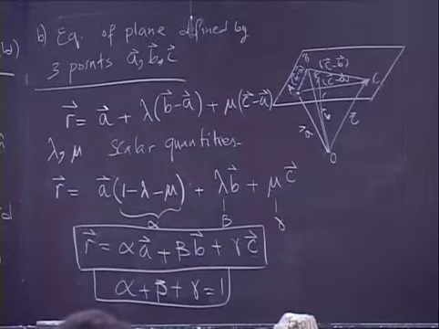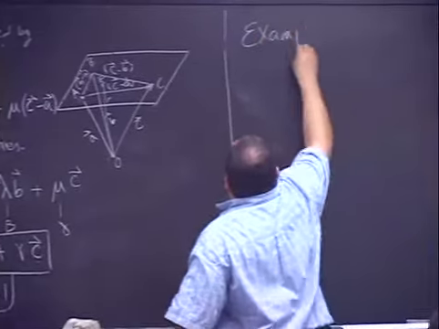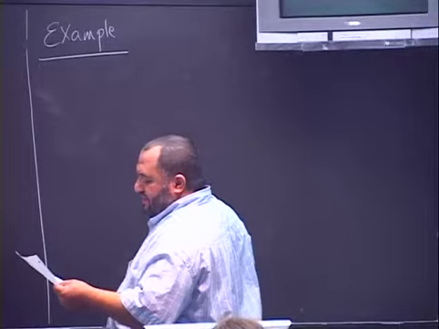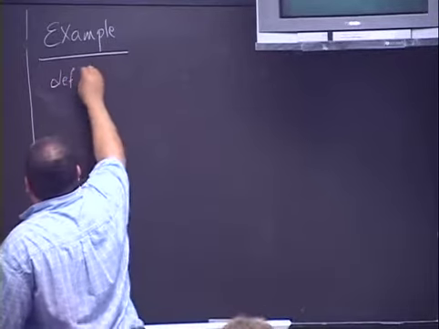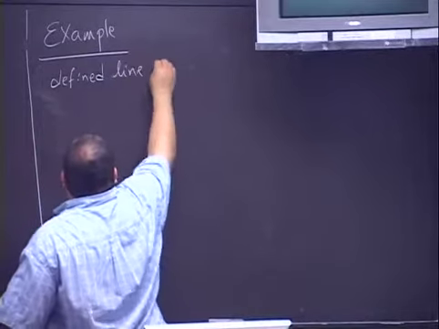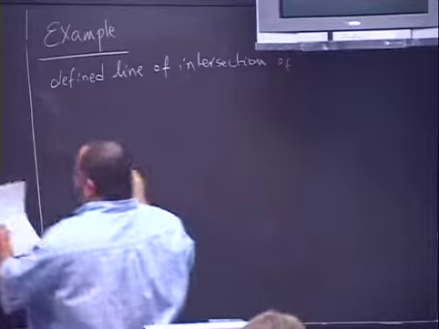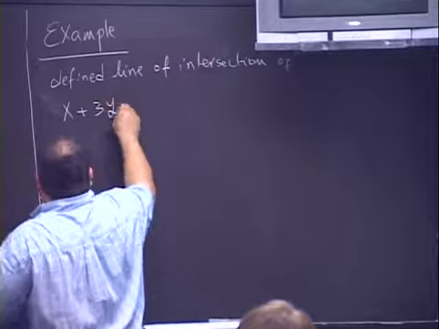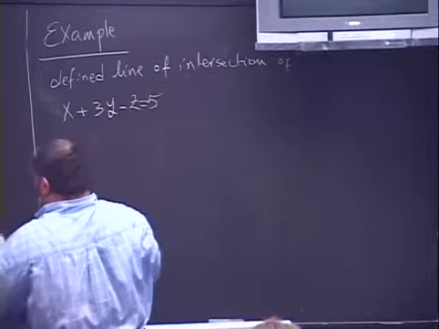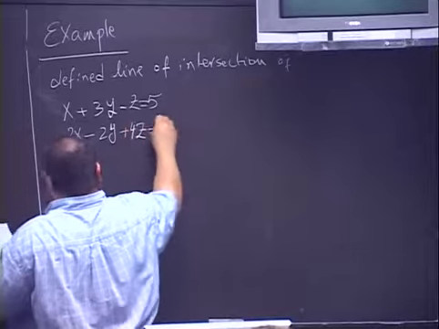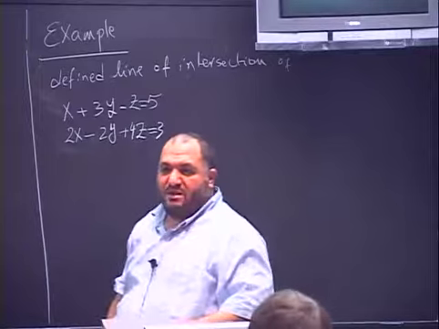So now, let's take an example. So the example says that we want to find the line of intersection of 2 planes. The first one is x plus 3y minus z is equal to 5, and the other one is 2x minus 2y plus 4z equal to what? 3. Okay? 2 planes.